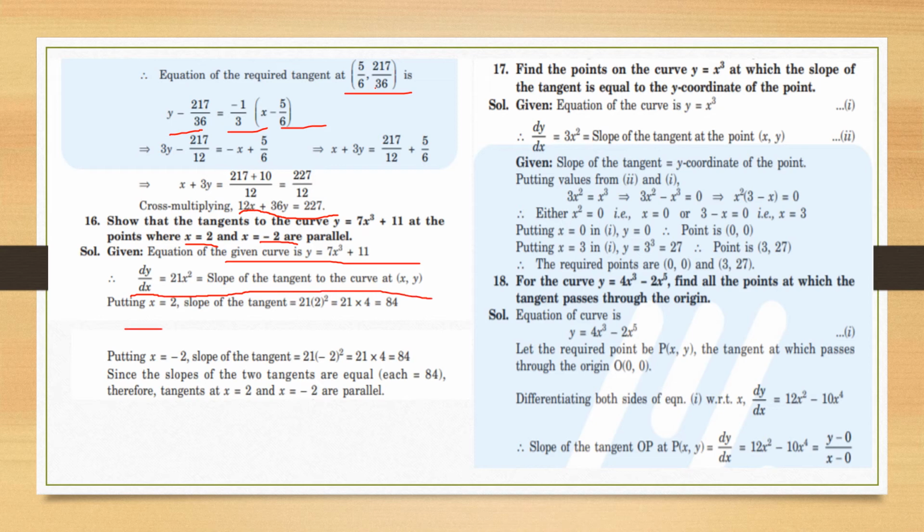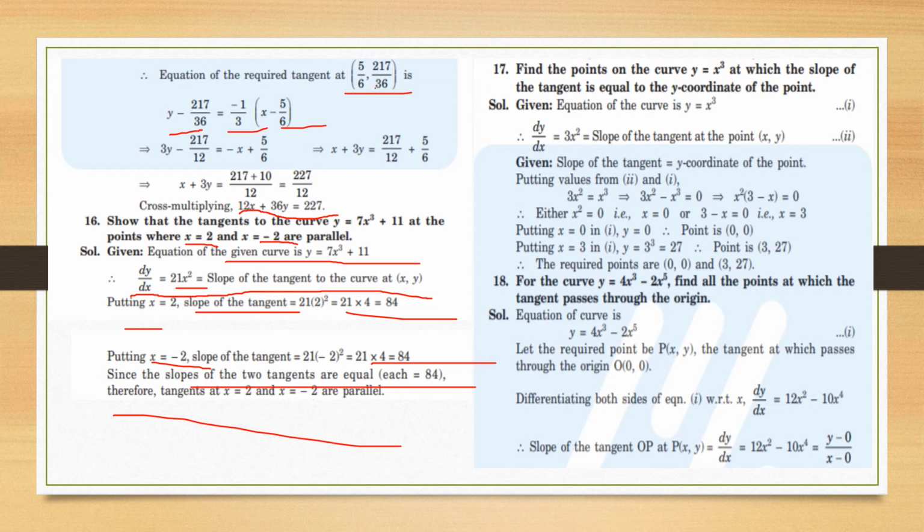Now put x equal to 2: the slope of the tangent at x equal to 2 is 84, that is 21 into 2 square, which is 4, that is 84. And for the second one, x equal to minus 2, it is again 84, as the square makes it positive. So since the slopes of the two tangents are equal, the tangents at x equal to 2 and minus 2 are parallel.